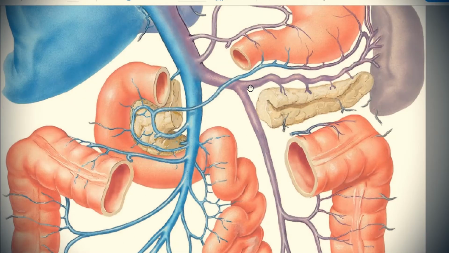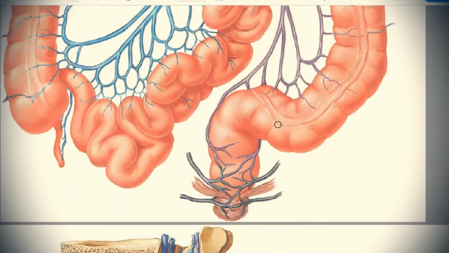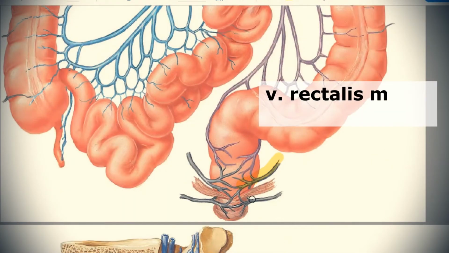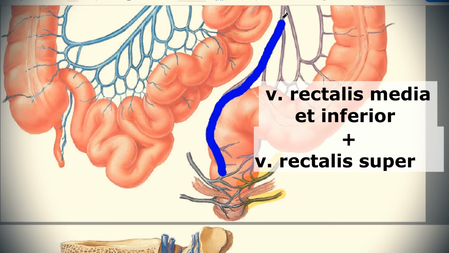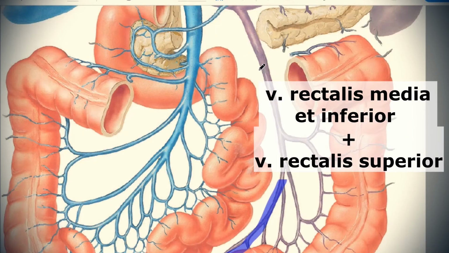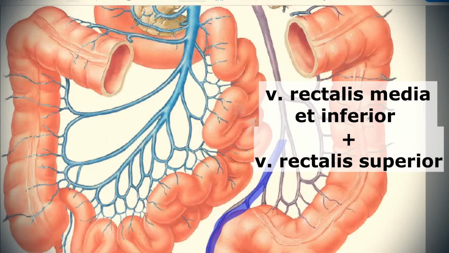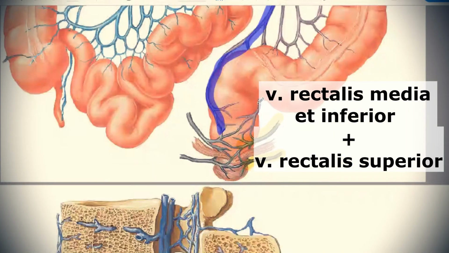Then the most interesting, it's plexus rectalis. In the rectal plexus, vena rectalis media and vena rectalis inferior drain into the iliaca interna, the system of vena cava inferior. But the superior rectal vein is a tributary of the inferior mesenteric, the system of vena porta. So plexus rectalis is also an intersystemic anastomosis between vena cava inferior and vena porta.